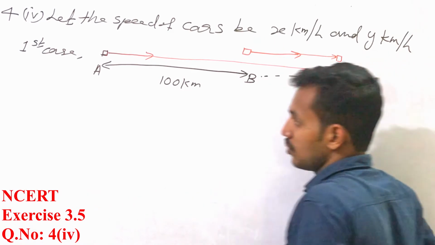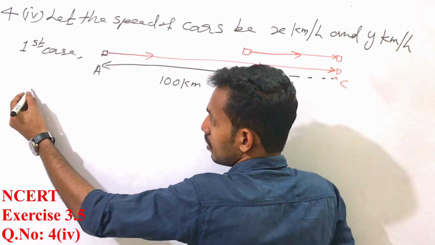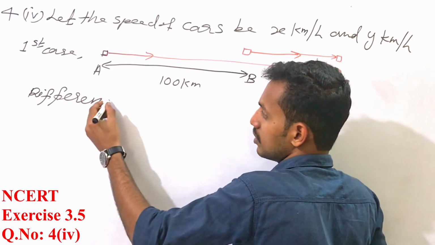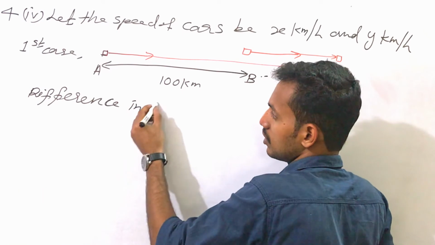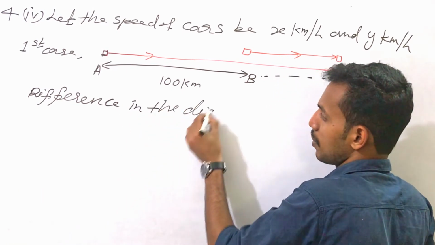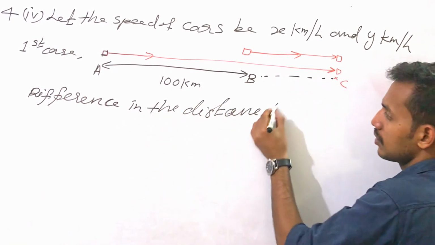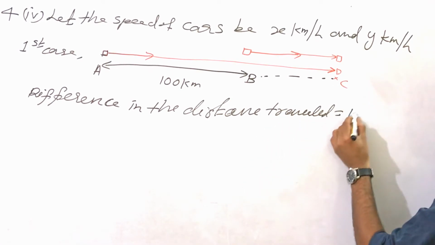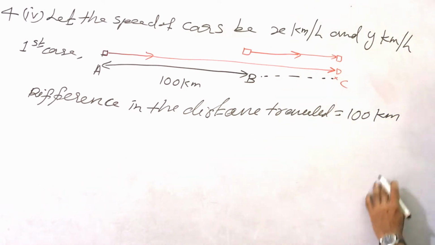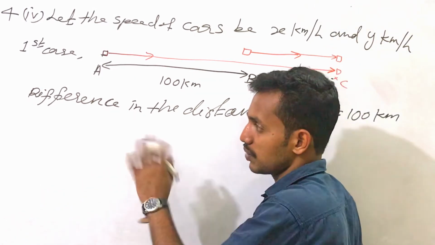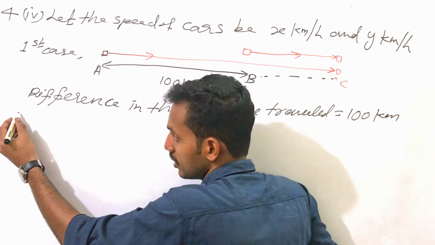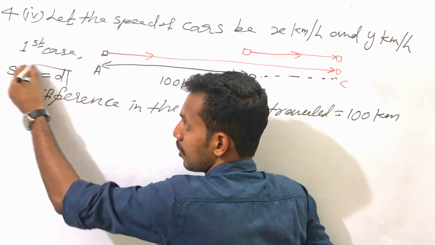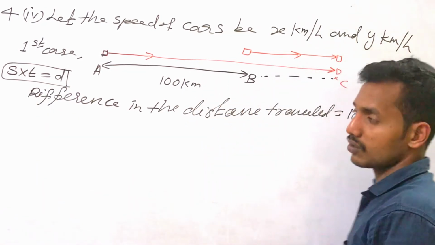Clear? So the difference in their distance traveled is equal to 100 km. How to find the distance in terms of speed and time? We have the basic formula, that is speed into time is equal to distance. This is the basic formula we have.